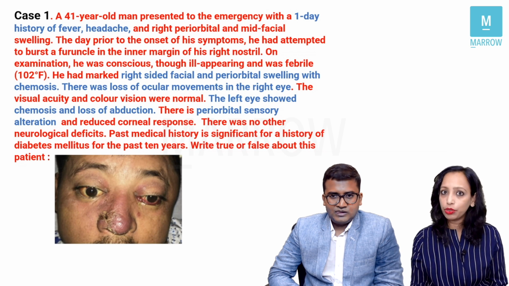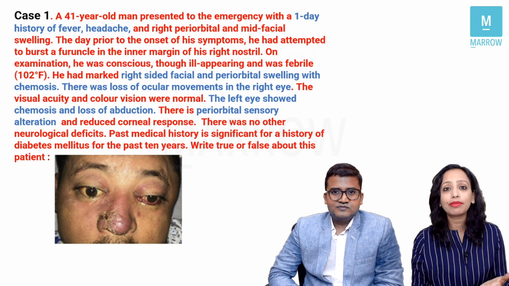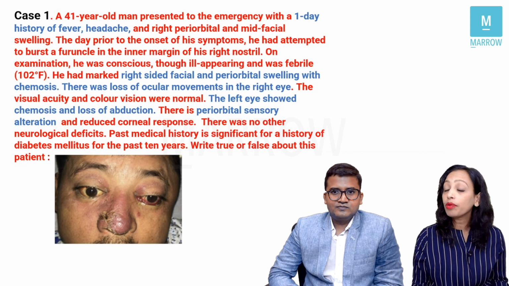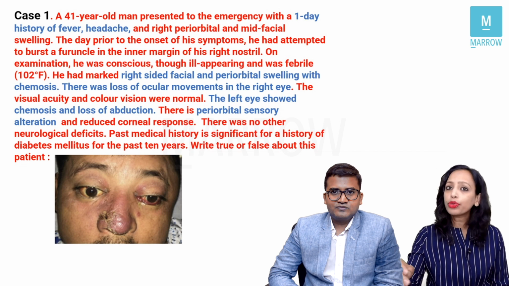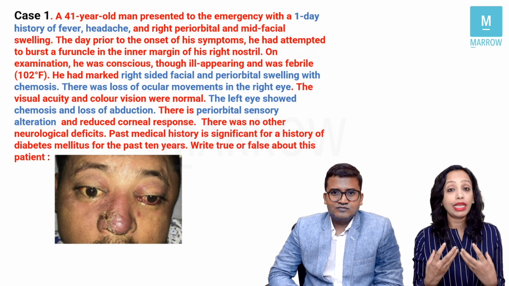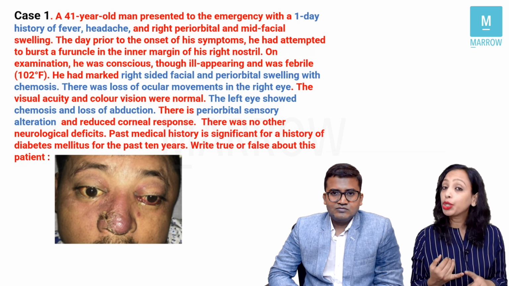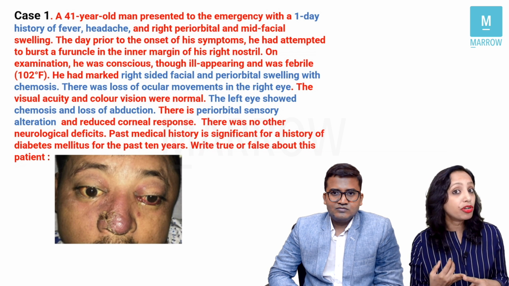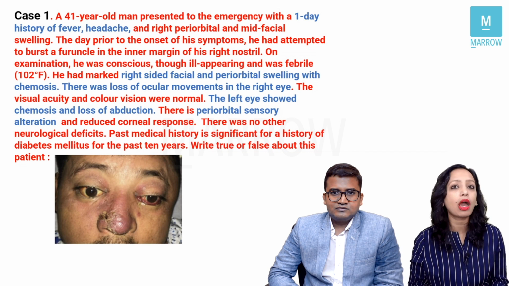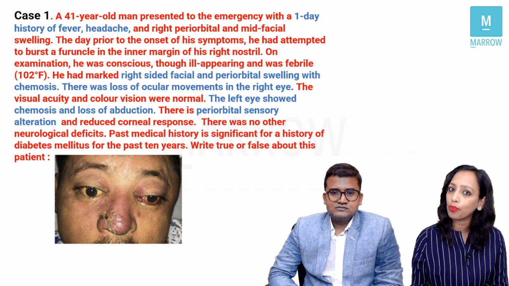So here we have a patient who had a furuncle of the nose and he tried to burst it, following which he has developed these symptoms of fever, headache, periorbital swelling, and loss of ocular movements in both the eyes. So what do you think this is? Is it an orbital complication which has happened following a nasal vestibulitis, or is it something else? Yes, just look again. The acute presentation, the bilateral presentation, both the eyes are involved. There is loss of ocular movement in both the eyes, loss of corneal anesthesia. All this suggests that no, this is not orbital cellulitis. This is cavernous sinus thrombosis.